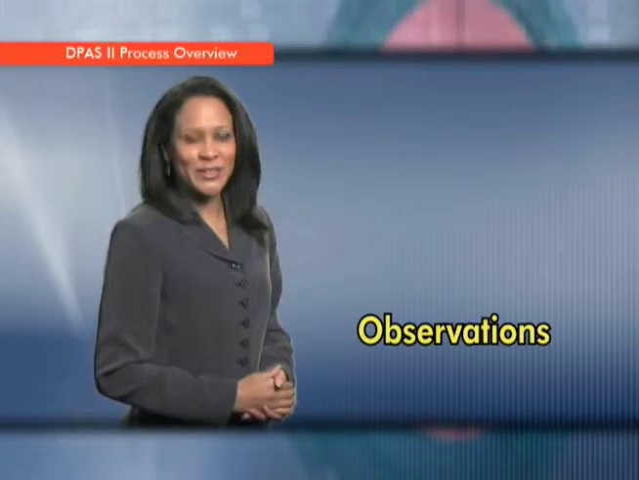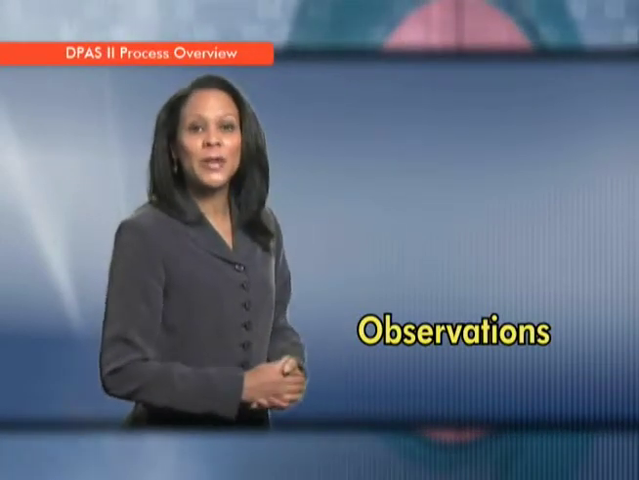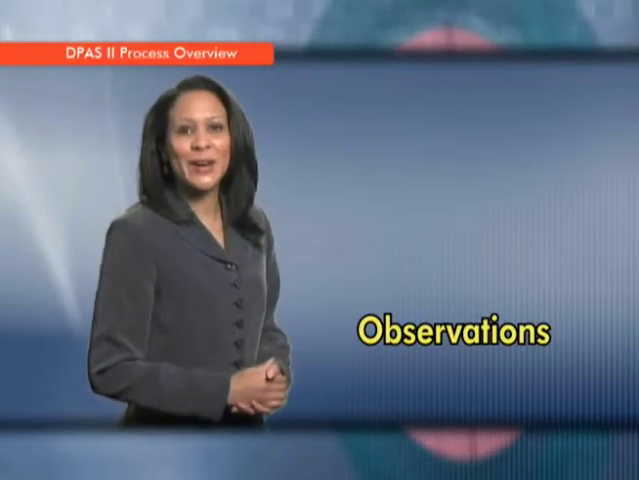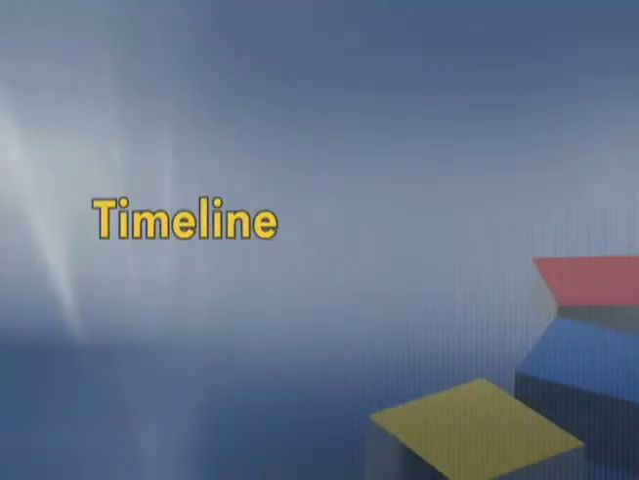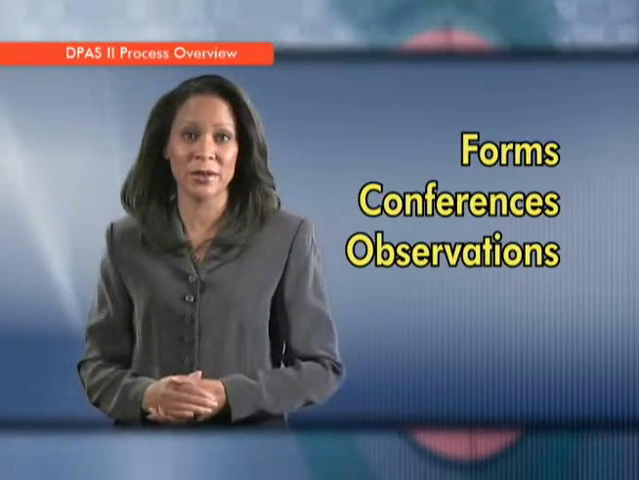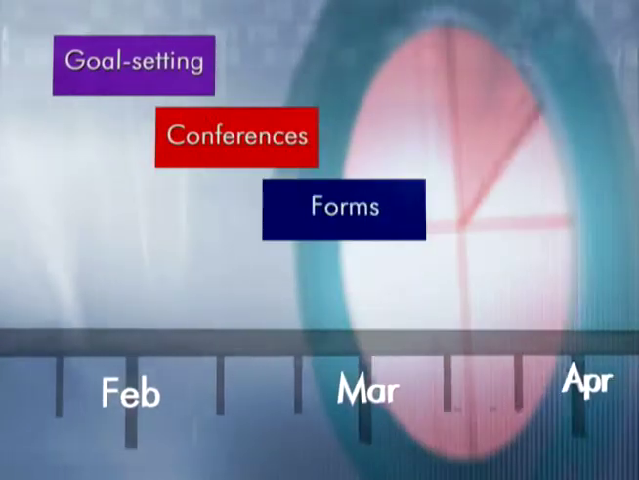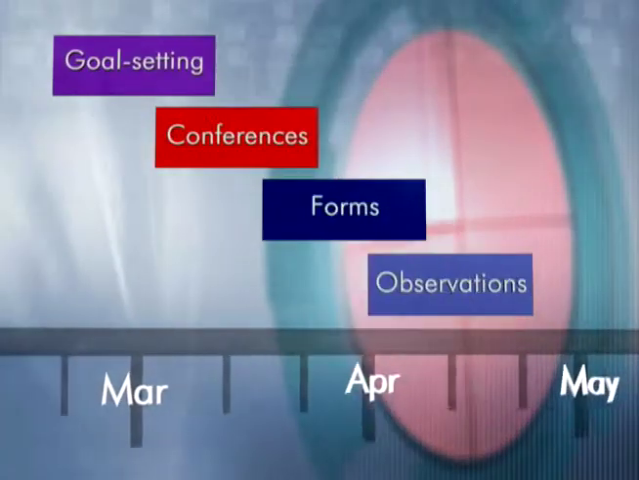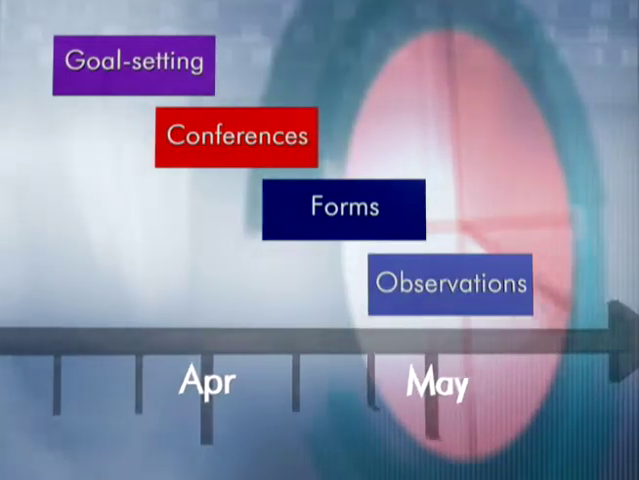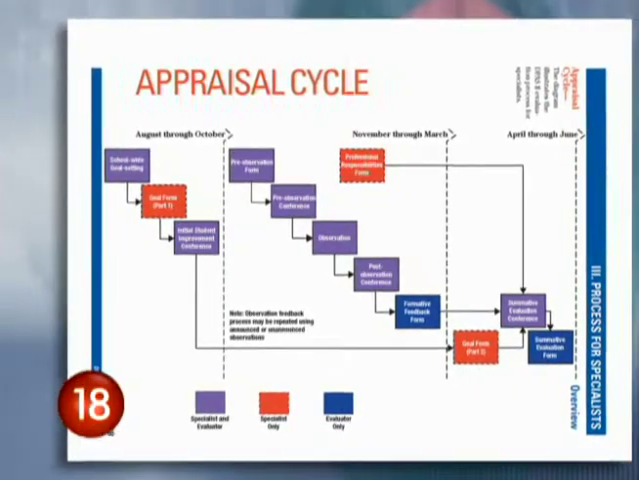Depending on your status and experience, observations can range from 1 every year to 2 or more each year. We'll see more detail about observation later. These 3 groups of activities, forms, conferences, and observations, are spread through the school year, generally beginning in the first month and ending in the last. Since every specialist participates in the evaluation process, the scheduling was made flexible, providing a wide window to complete the activities. The DPAS II appraisal cycle is on page 18 of the guide.